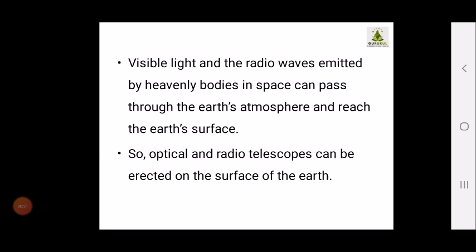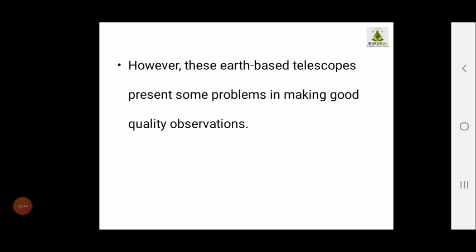The visible light and the radio waves emitted by heavenly bodies in space can pass through the Earth's atmosphere and reach the Earth's surface. So, optical and radio telescopes can be erected on the surface of the Earth. However, these Earth-based telescopes present some problems in making good quality observations.